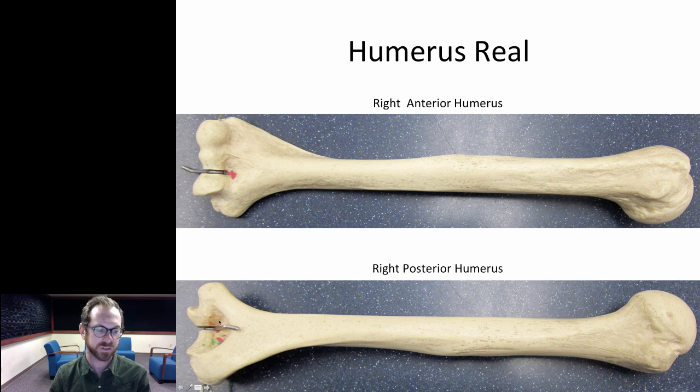On the posterior side, here is that olecranon fossa, that really obvious depression here. And our medial epicondyle, lateral epicondyle. And we put all this together and we've got a right humerus.